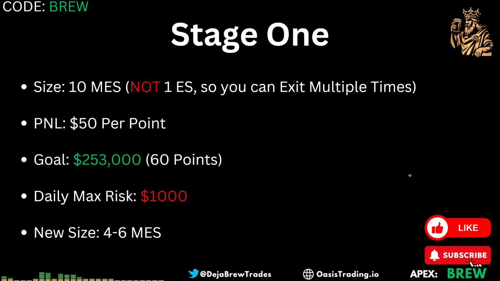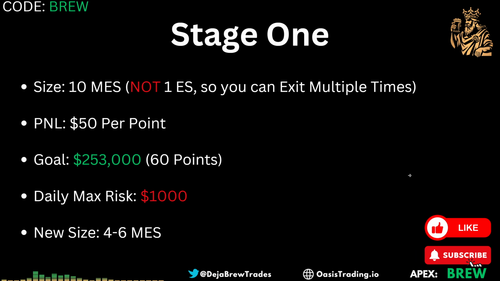Okay, so with that said, starting out with stage 1, I recommend 10 micros, 10 MES. I do not recommend doing 1 ES, which they are equivalent, right? The 10 MES and the 1 ES, the notional value is the same, the $50 per point P&L. I recommend the 10 MES because you can size out of it. And I'm going to talk about that here in a little bit. We're going to talk about the best practices with sizing out. But you can size out multiple times, right? You can take 2 exits, 3 exits, 4 exits, whatever you want to do. But if you only have 1 ES contract, you can only exit 1 time, right?